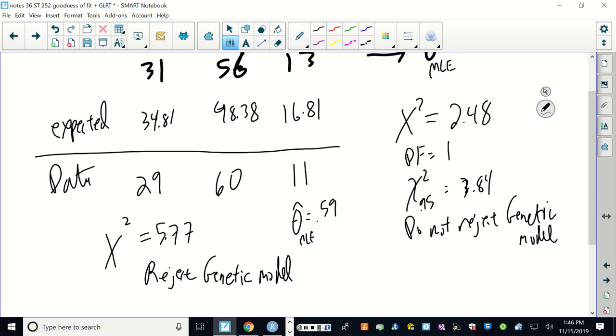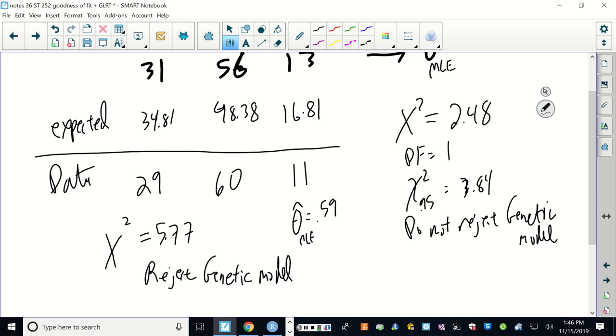So maybe, I don't know, I don't have a good biological explanation for why you'd get more heterozygous individuals than homozygous. Maybe there's something undesirable about being homozygous in the population, and so a mix gives you some advantage. Some genetic conditions are actually like that. Sickle cell anemia is that way. So this is an example of goodness of fit testing.